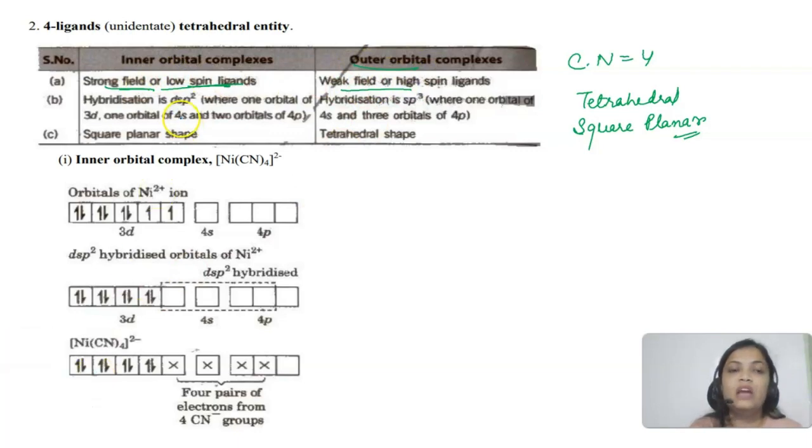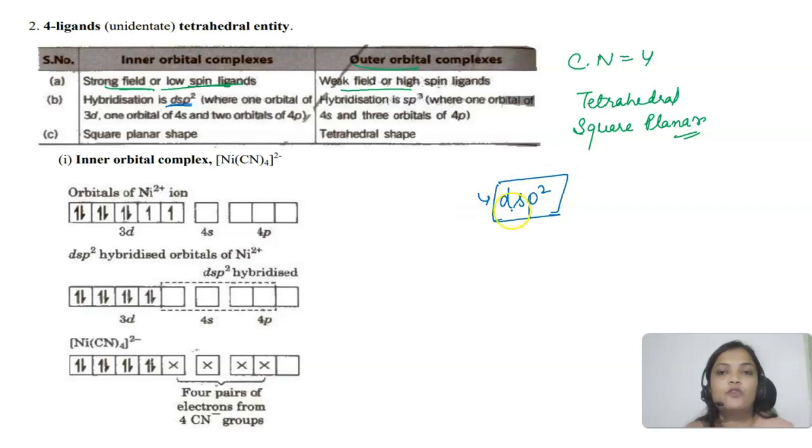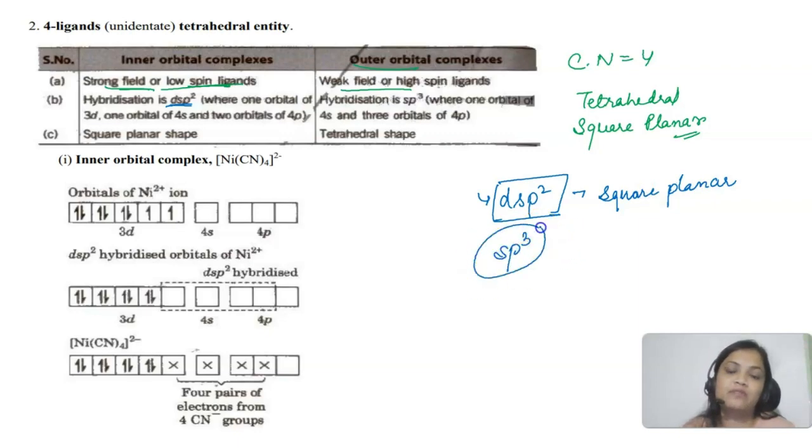Okay. Hybridization for inner orbital: inner orbital means dsp2, right? An inner d orbital will be involved. So 1 3d, 1 4s and 2 4p will be involved. So they will have a square planar shape in the inner orbital case. In the outer orbital case, d orbitals are not involved. The hybridization is sp3, but we will call it an outer orbital complex because inner d orbitals will not be involved here.